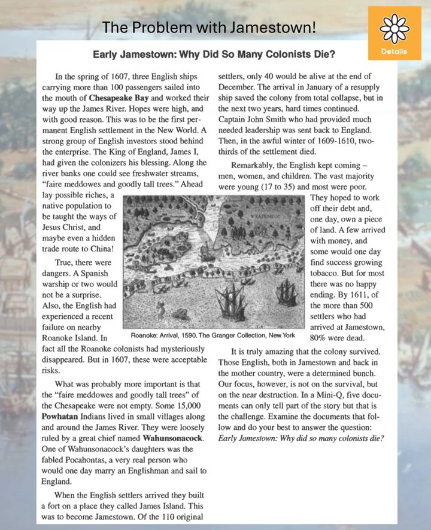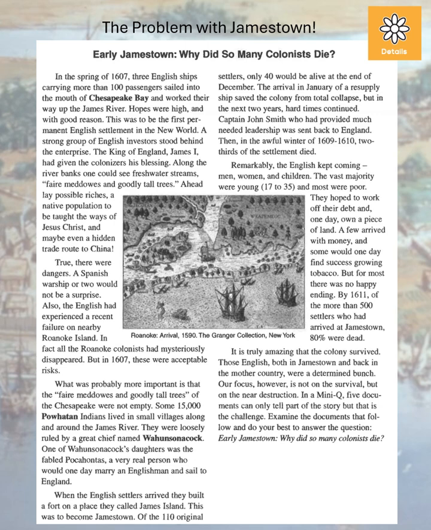The vast majority were young, 17 to 35, and most were poor. They hoped to work off their debt and one day own a piece of land. A few arrived with money, and some would one day find success growing tobacco. But for most, there was no happy ending. By 1611, of the more than 500 settlers who had arrived in Jamestown, 80% were dead. It is truly amazing that the colony survived. Those English, both in Jamestown and back in the mother country, were a determined bunch. Our focus, however, is not on the survival, but on the near destruction.